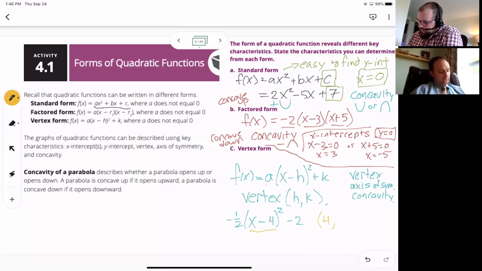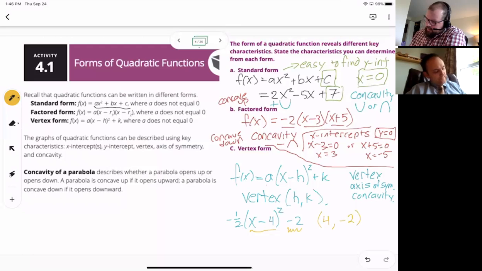I do too. And then the y value would just be the number that's added to the end of the function. That's our vertex. Our axis of symmetry is that x equals 4? Is going to be at x equals 4. Look at you. I'm good at this game. And then concavity, we've got a negative out front, so we'd call that concave down.